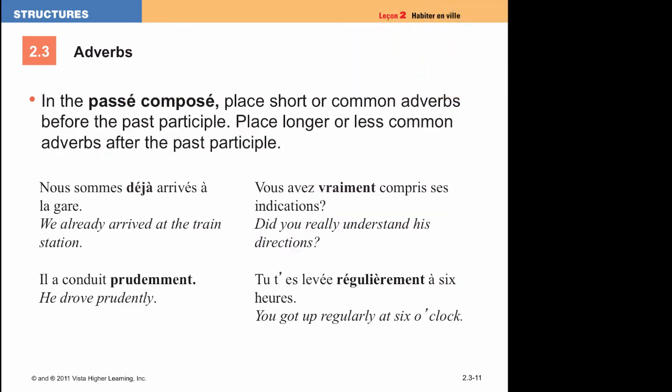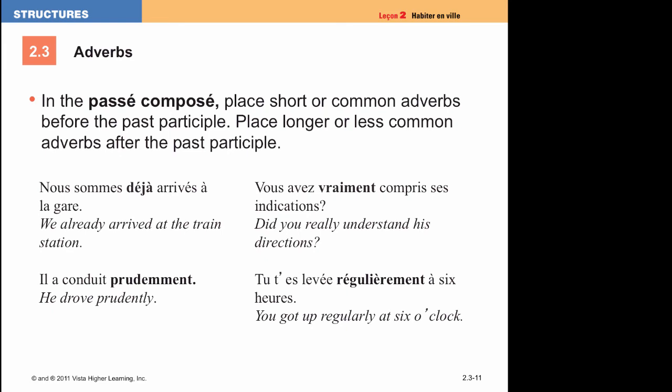Okay? However, of course, we have some tenses like the passé composé that have more than one word in the verb. However, in the passé composé, shorter common adverbs are before the past participle and after the helping verb. Same thing would be true if we were doing other compound tenses such as the plus que parfait. Let's look at one. Nous sommes déjà arrivés à la gare. We already arrived at the train station. Déjà, we say it first, we already arrived. They say, nous sommes déjà arrivés.